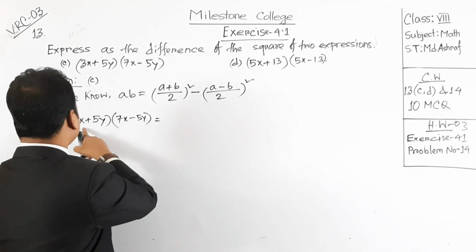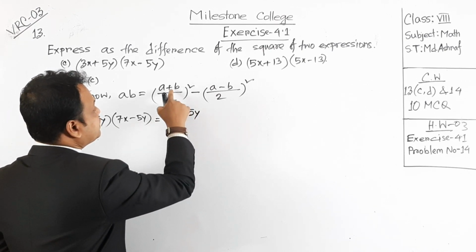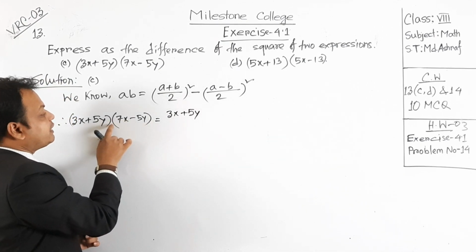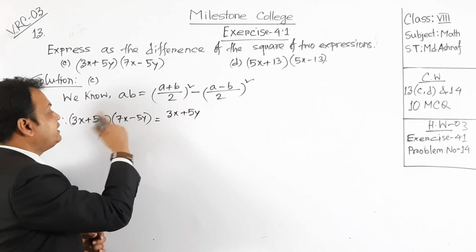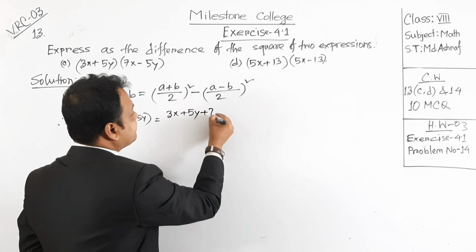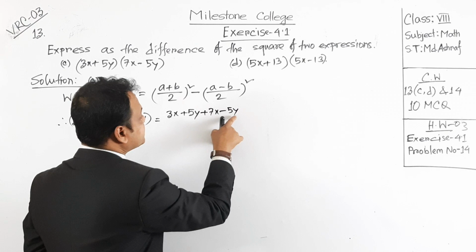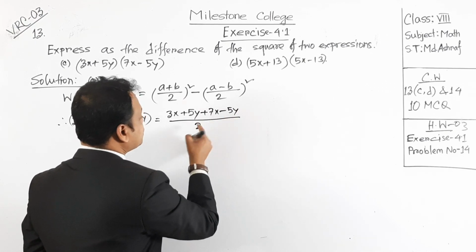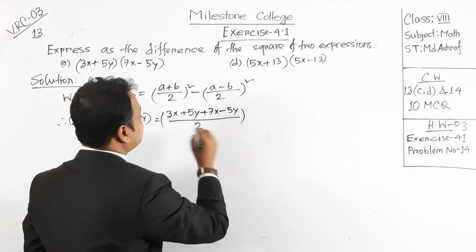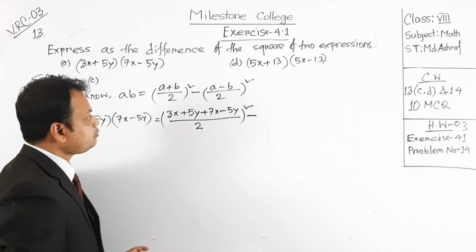Instead of A, we will put 3x plus 5y. Then a plus sign will come, and here 7x minus 5y. Instead of this bracket, we will consider plus, so the sign will not be the same. We get plus 7x minus 5y. So this is a plus b divided by 2. Then we close this with a bracket and a square. Now the minus sign will come.